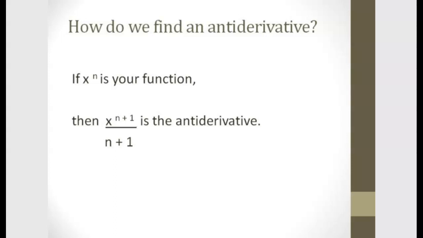So how do we find the most basic antiderivative? Well, we're going to find that using the power rule. So the power rule in reverse says that if you have a function x to the n, then its antiderivative is going to be x to the n plus 1, over n plus 1, which is that new power. So the antiderivative is x to the n plus 1 over n plus 1.